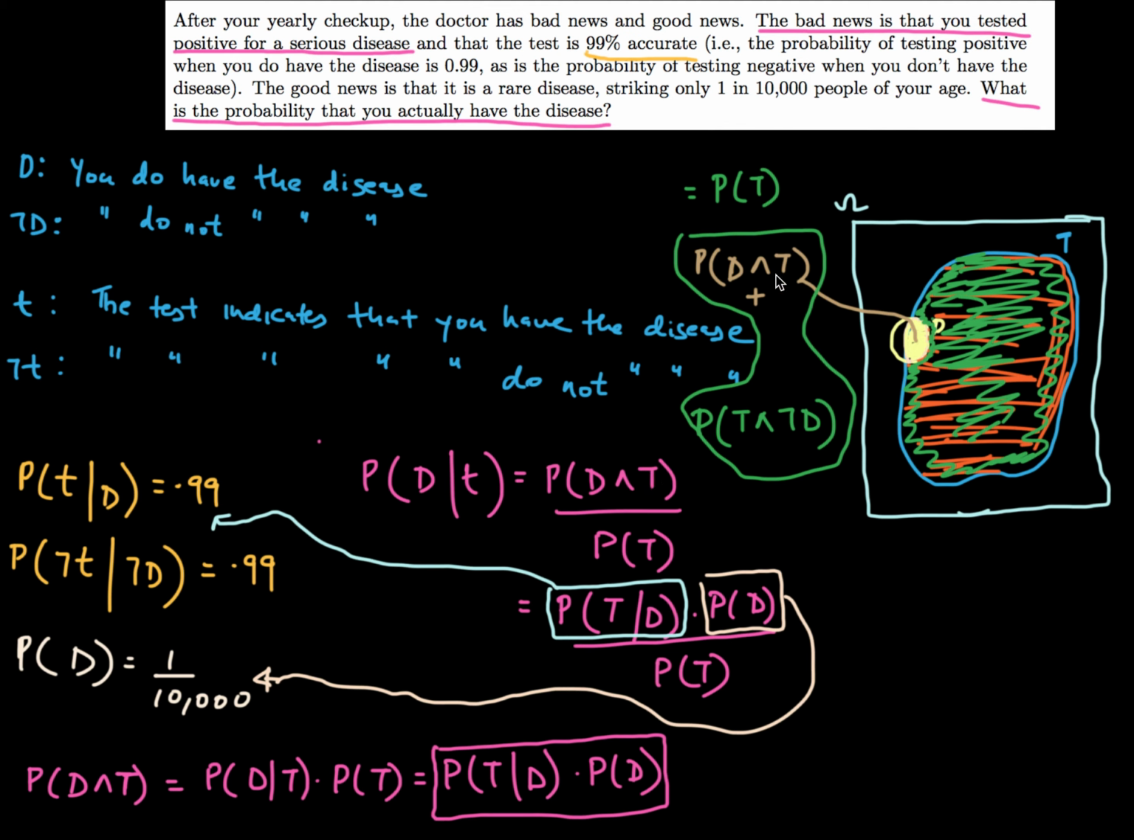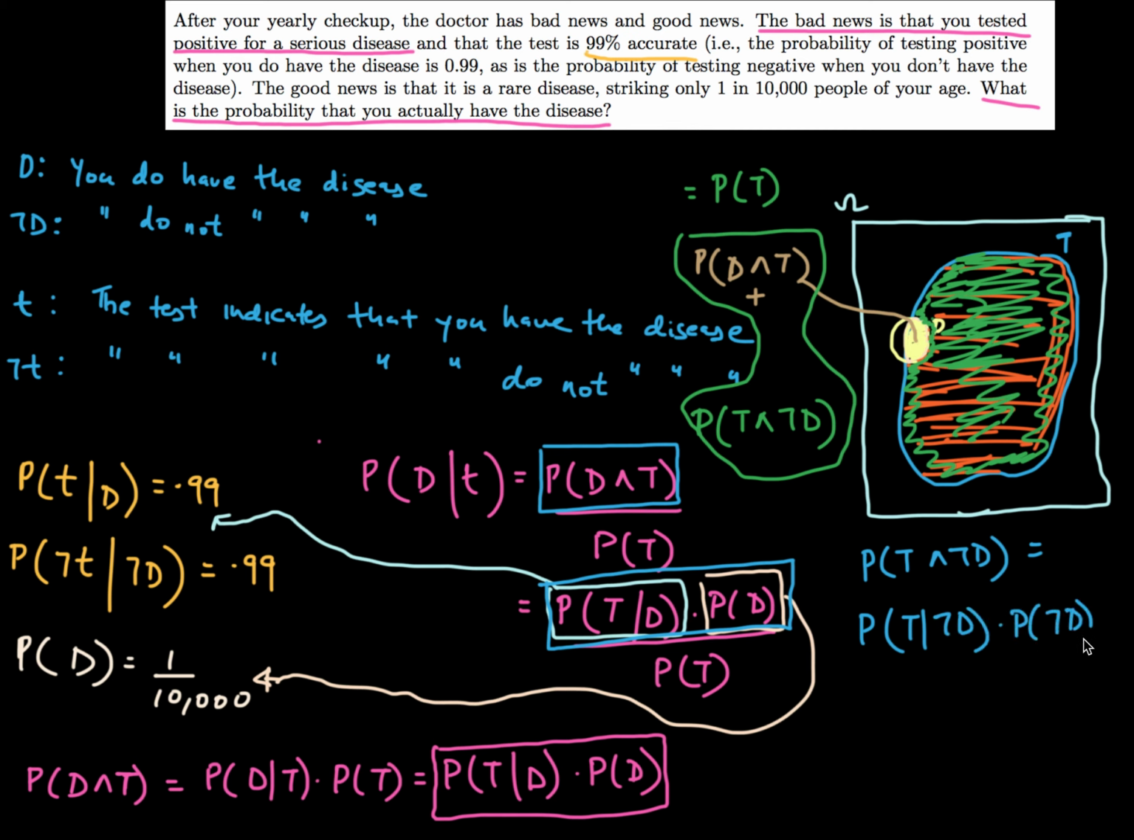Okay, so what's the probability of D and T? Well, the probability of D and T is nothing but this piece over here, which is again nothing but the multiplication of these two pieces. What is the probability of T and not D? Well, the probability of T and not D is going to be equal to the probability of T given not D times the probability of not D.